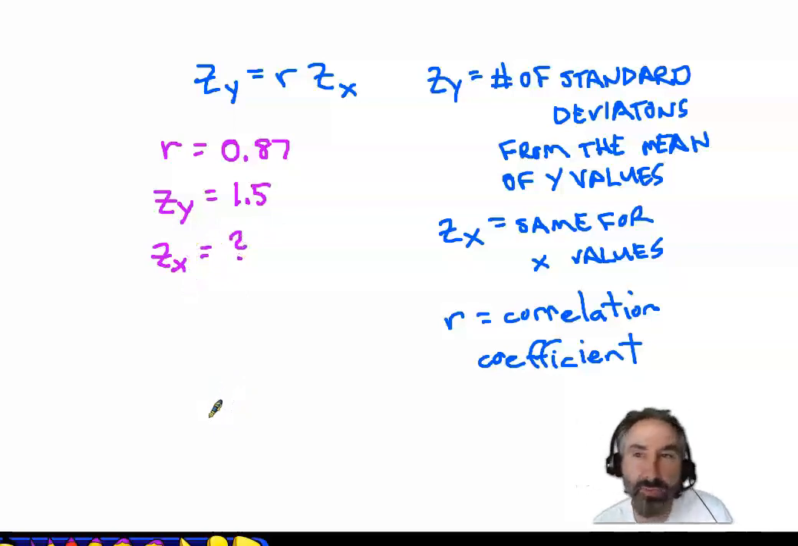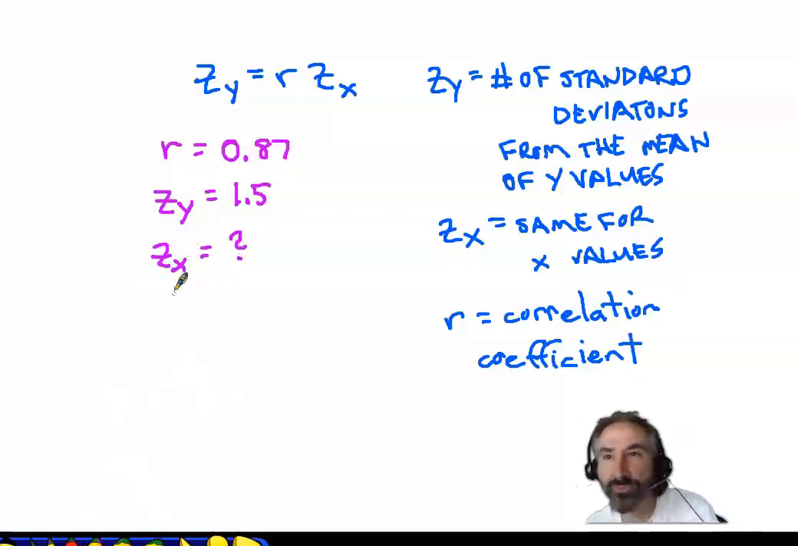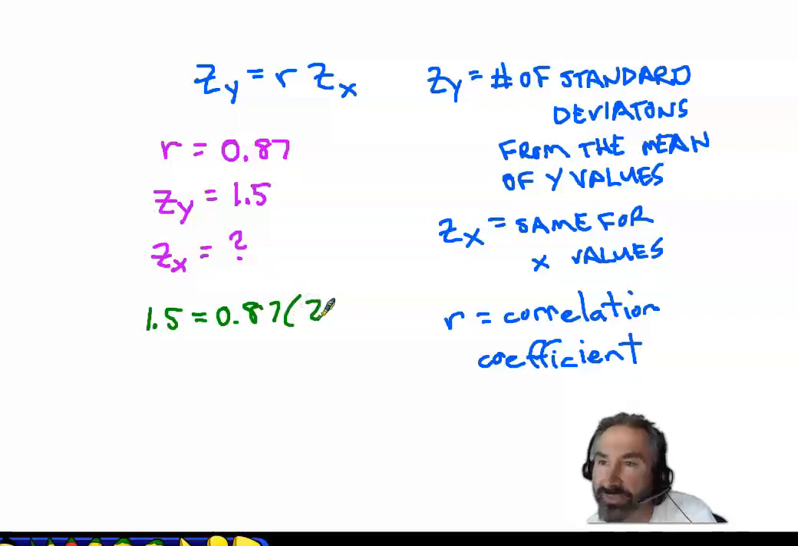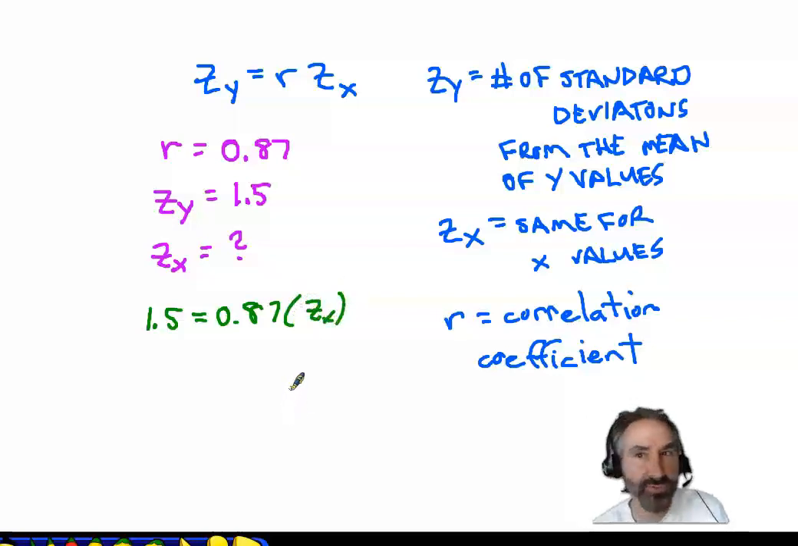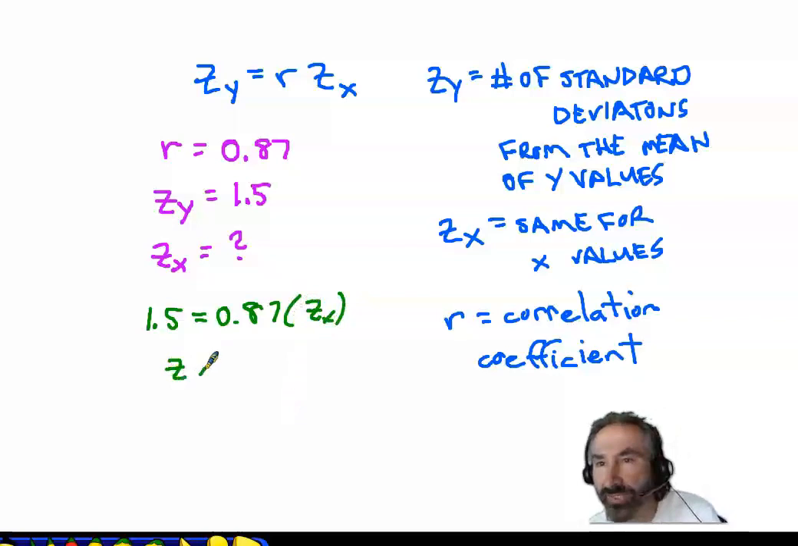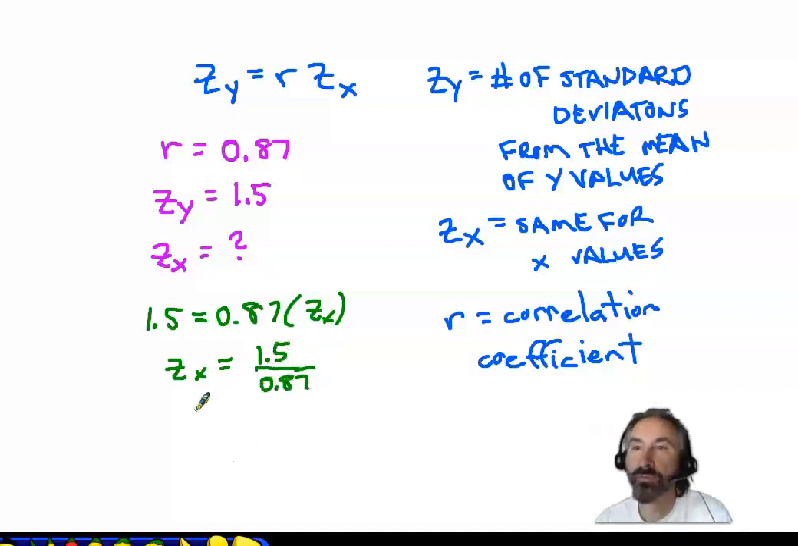The math is rather straightforward. It's just some simple algebra. We're going to do 1.5 equals 0.87 times z sub x. Divide both sides by 0.87, and we get z sub x equals 1.5 divided by 0.87. And we will then be able to see how many standard deviations our x value rises by.